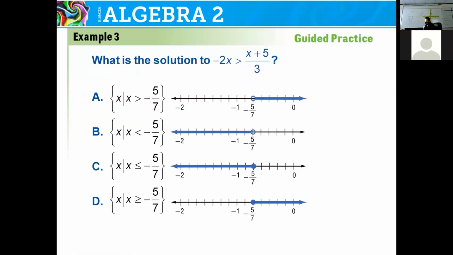Okay, so on this one, it says what is the solution to -2x is greater than x plus 5 divided by 3? Once again, we just carry out our steps to isolate the variable. They're the exact same as solving a linear equation, except for when we divide or multiply by a negative number.